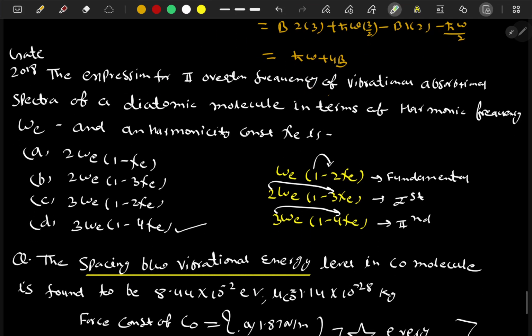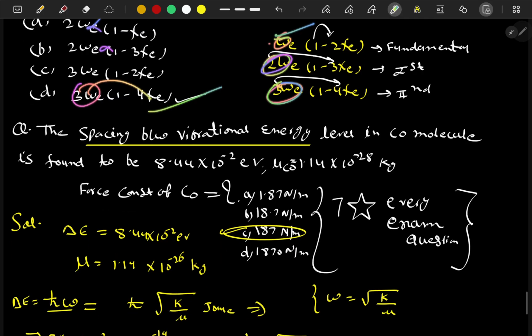Now the expression for the second overtone frequency in the vibrational absorption spectra of a diatomic molecule, in terms of harmonic frequency omega_e and constant chi_e. We know this is for the fundamental, first overtone, second overtone, and for the second overtone we know it is 3 omega_e, so this will be out, and here this will be 4.